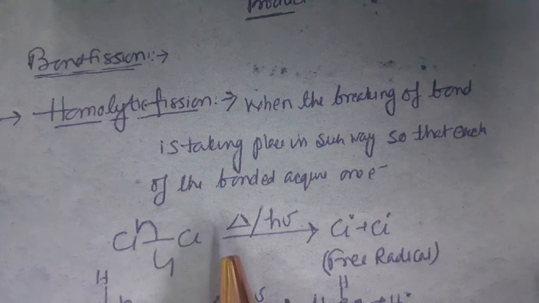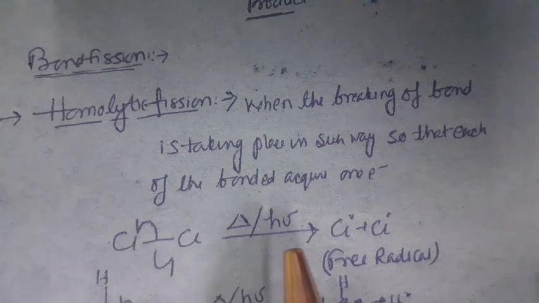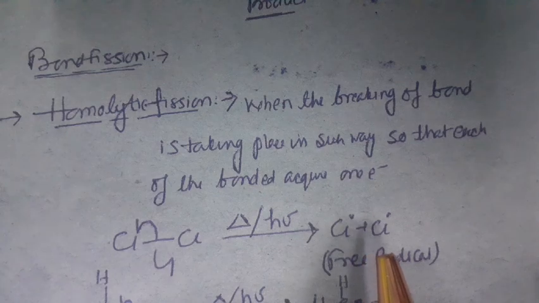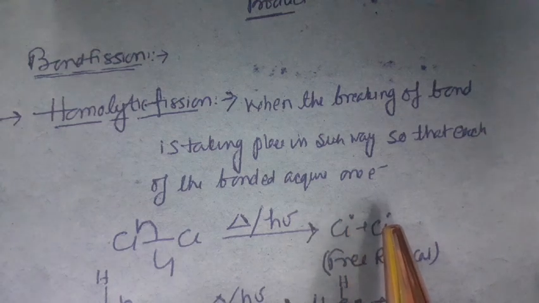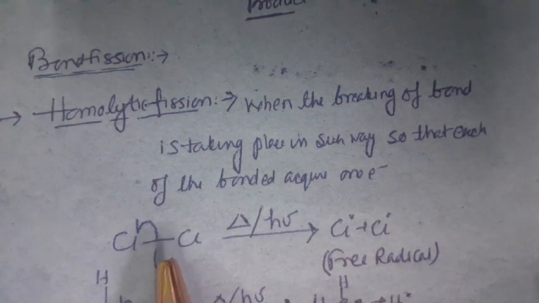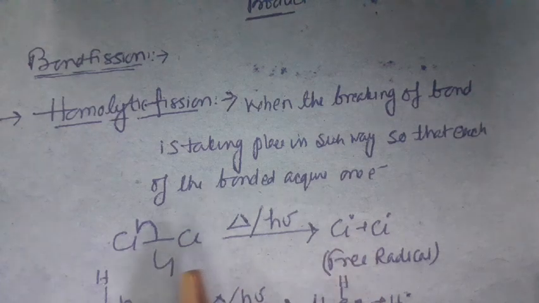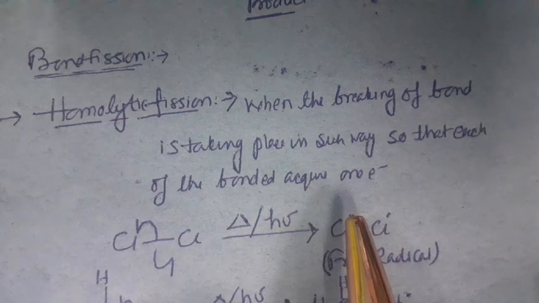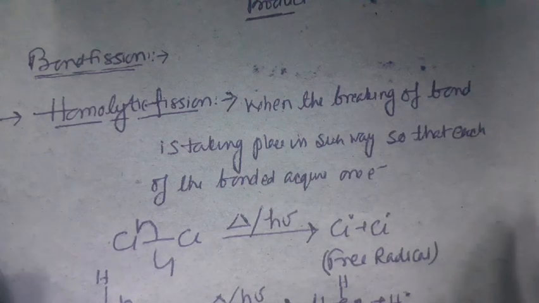When we apply heat or light, the breaking of the bond takes place in such a way that it results in the formation of a highly reactive reaction intermediate, which is known as a free radical. तो यहाँ देख सकते हैं क्लोरीन के पास अनपेयर्ड इलेक्ट्रॉन, सिंगल इलेक्ट्रॉन, जो बॉन्डेड इलेक्ट्रॉन्स हैं वो सिंगली held by both of the bonded atoms. This dot represents the electron, and it is known as a free radical.